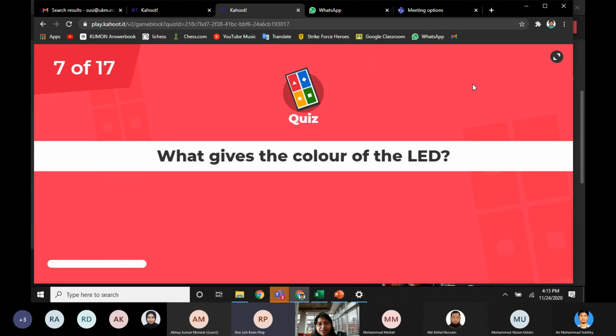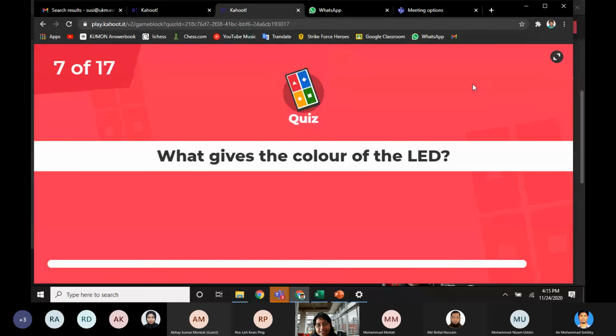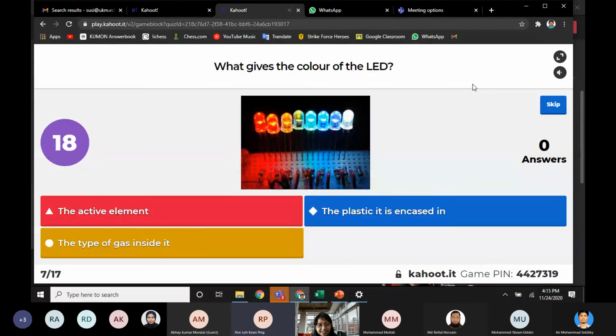Number 7. What gives the color of the LED? The type of gas inside it. LED, right? This is LED. Okay. Active element. Active element.